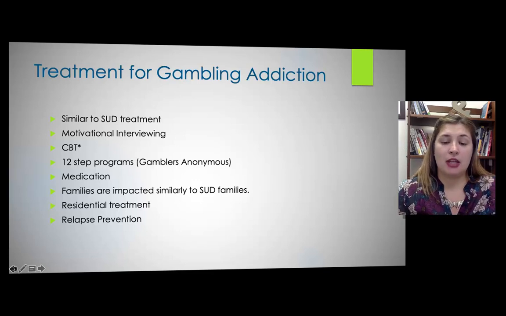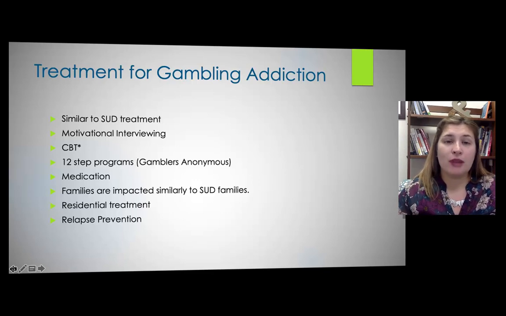Currently, there are no specific medications, but there are appropriate medications for the symptoms of gambling disorder, like depression or co-occurring disorders that they had before the gambling disorder that they're using gambling to escape from. So it's important to have their appropriate medications. Other things that might be important to consider when treating gambling addiction is that families are impacted very similarly to the substance use disorder family. So there's betrayal, there's lying, there's financial ruin, there's relationship ruin. So family therapy might be a very important thing to consider when working with a gambling addict.